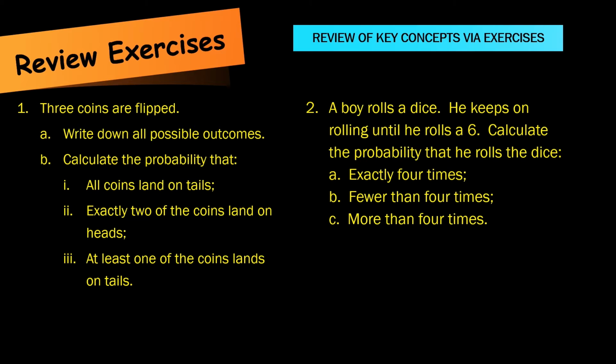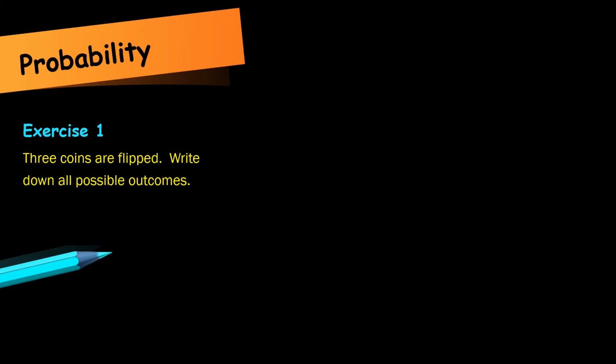Pause the video and have a go at these review exercises. When you are ready to view the solutions, press play. And now for the first exercise. 3 coins are flipped. Write down all possible outcomes.